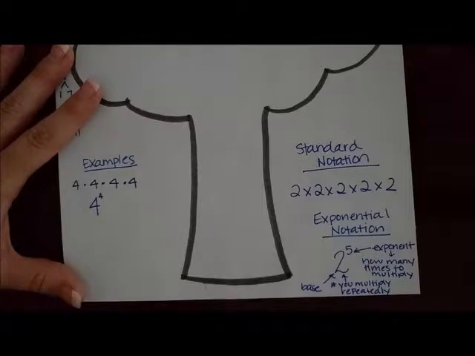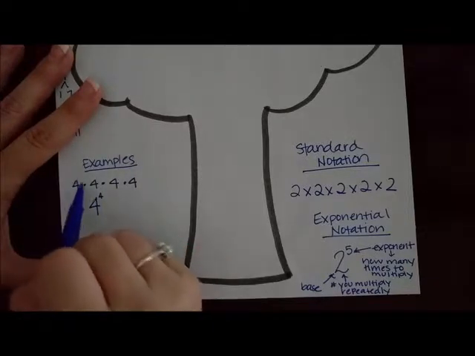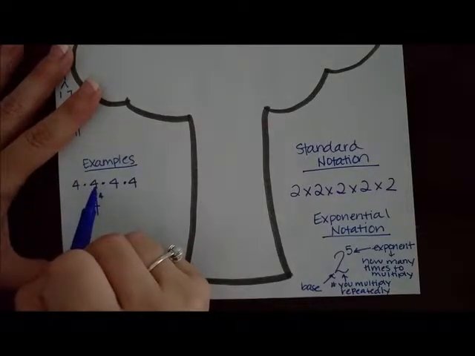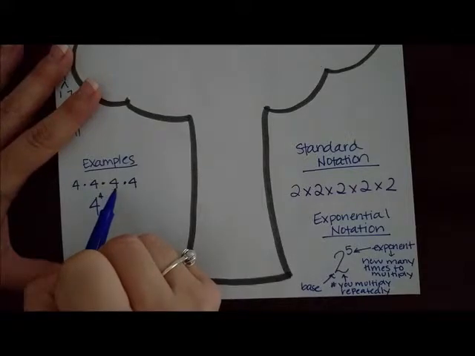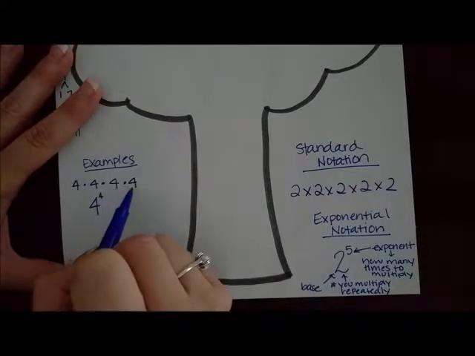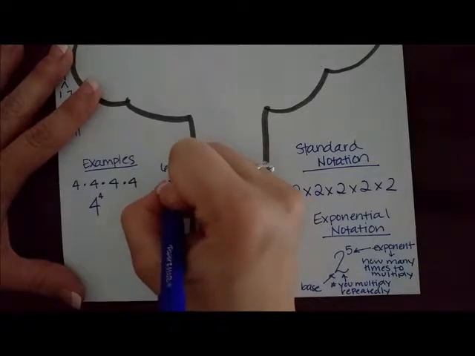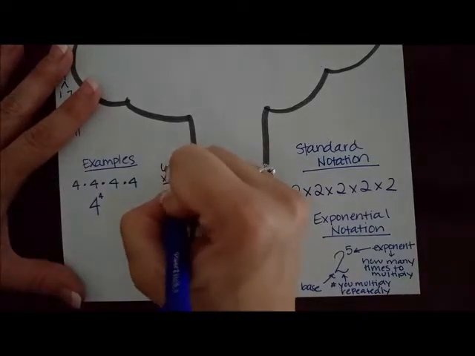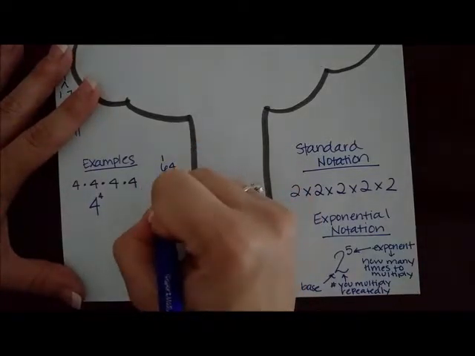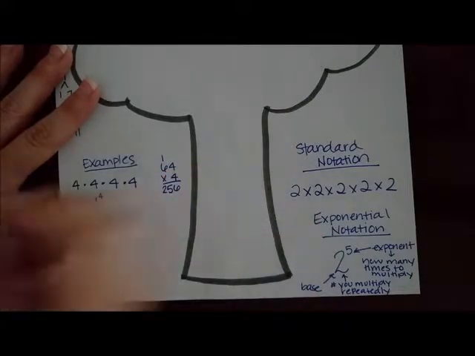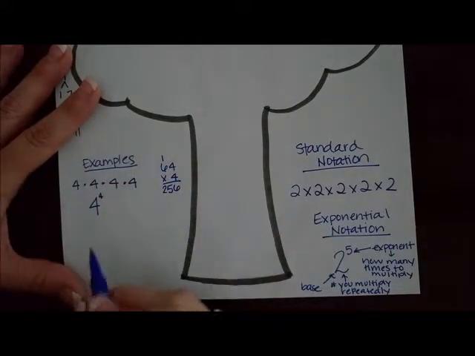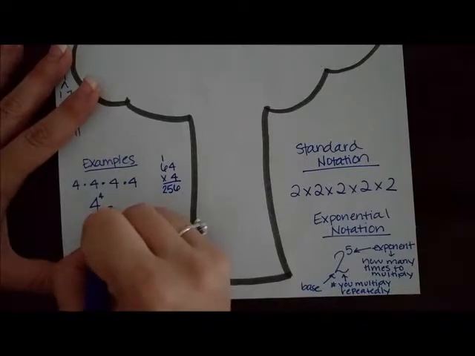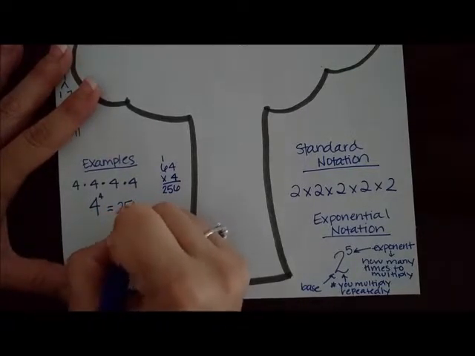Okay, well, let's solve this. 4 times 4 is 16. 16 times 4 is 64. And 64 times 4, well, shoot, I don't know that off the top of my head. It's 256. So 4 to the 4th power, or 4 to the power of 4, is 256.